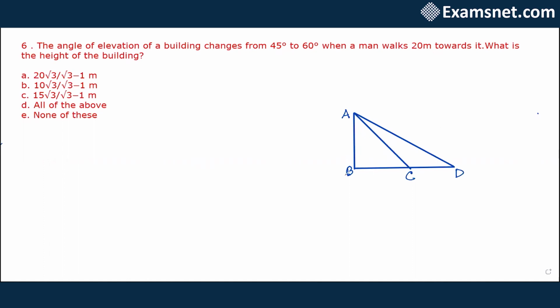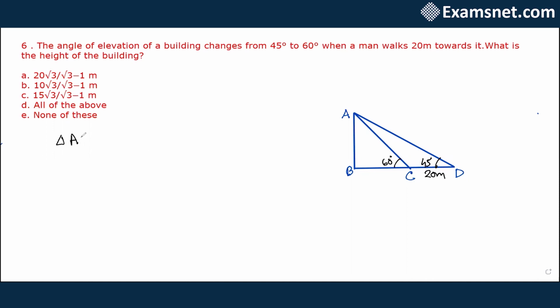Let's say AB is the building. AB is the height of the building, and the man was standing at the point D in the first place. Then he comes 20 meters towards the building, so now he is at point C. So the angle of elevation also changes from 45 degrees to 60 degrees. Let's start with the solution steps.